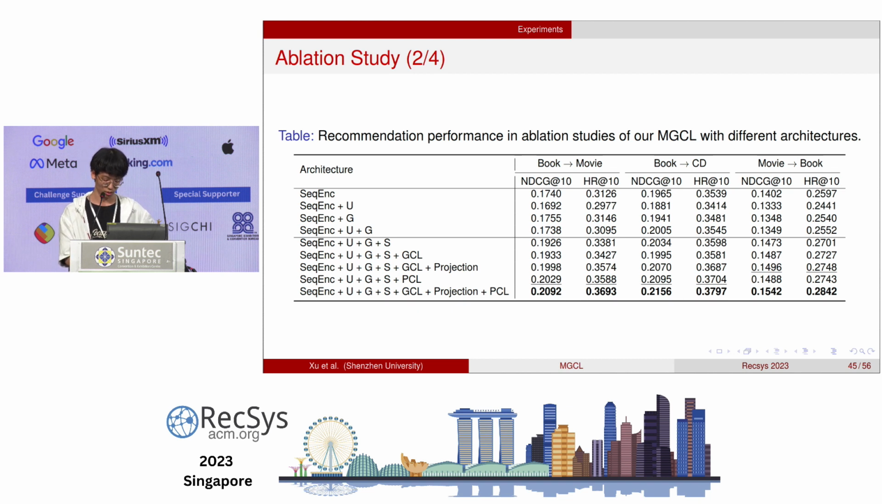Moreover, aggregating the user's preference from different domains significantly improves the recommendation performance, which indicates the importance of knowledge transfer across domains. And we can also observe that the inter-domain preference contrastive learning significantly improves the model performance. It shows the importance of capturing the complementary information of user preference in the target and source domains. So I hope this answers your question.